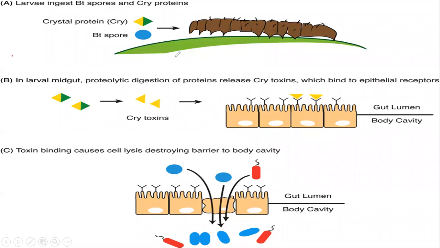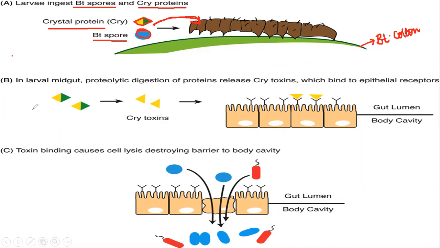So this is the leaf of the BT cotton. Clear? And the larvae or the caterpillar ingests the BT spores and the cry protein. So this is the cry protein, and this is the BT spores. Both the cry protein and the BT spore are ingested by this particular larva or caterpillar. Is it clear?